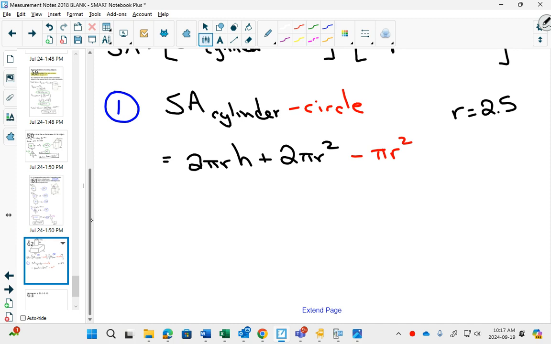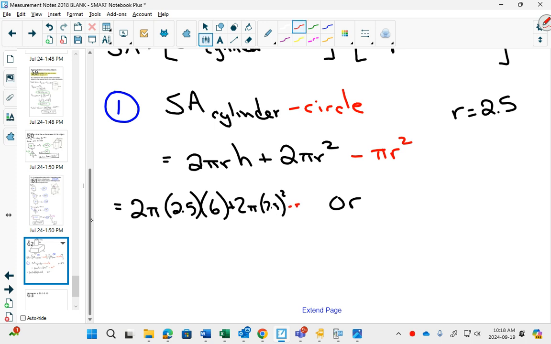Two ways you could do this. Some students do this: put a big plus in between. So 2 pi, radius is 2.5, height is 6, plus 2 pi, radius is 2.5 squared, and then they minus pi 2.5 squared. You see that I just plugged everything into that formula? That's perfectly fine.